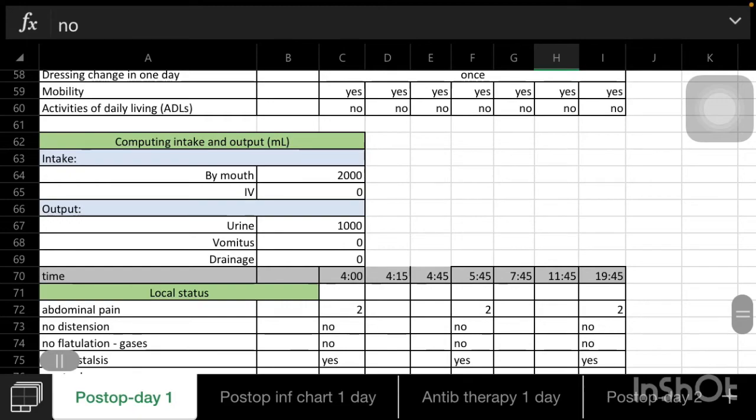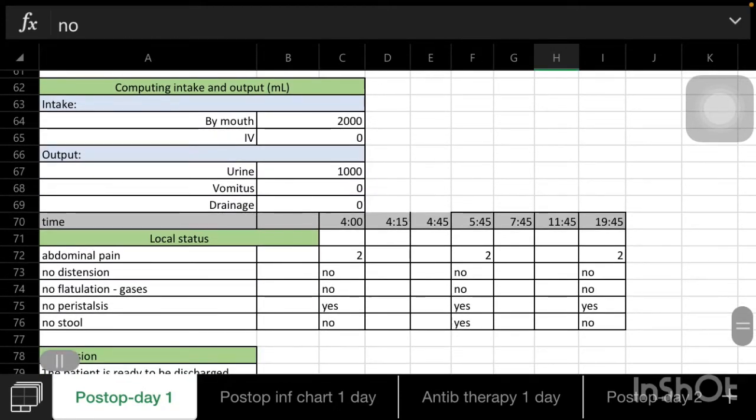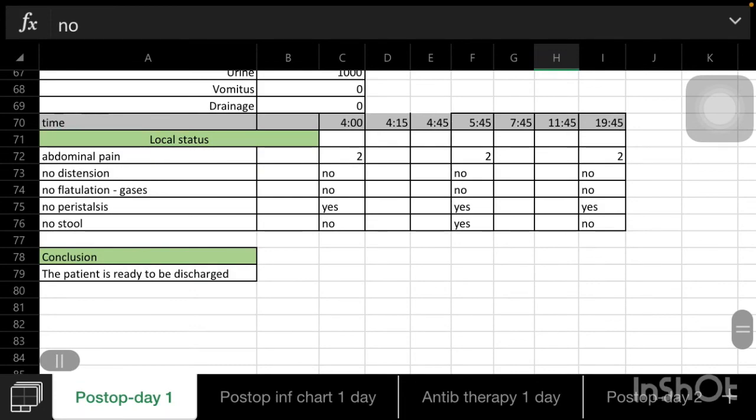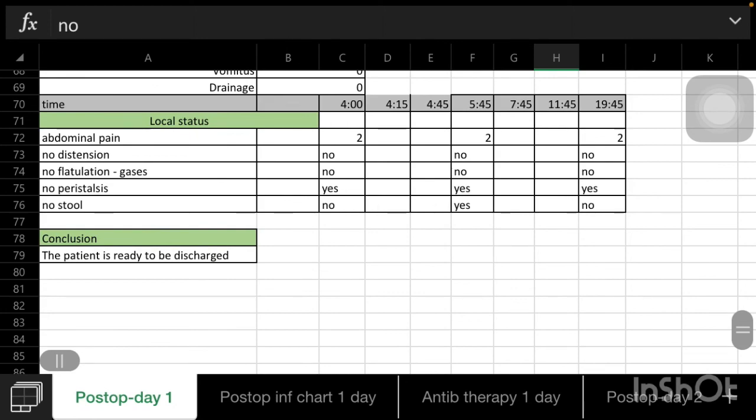The intake by mouth is 2000 and IV is 0, as it changed the prior day, and the urine output is 1000, no vomit and no drainage. Local status, that is abdominal pain, is only 2 points. Prior it was 4. No distension, no gas, no flatulence. Peristalsis is there, and we can see the stool at 5:45, and the patient is ready to be discharged.